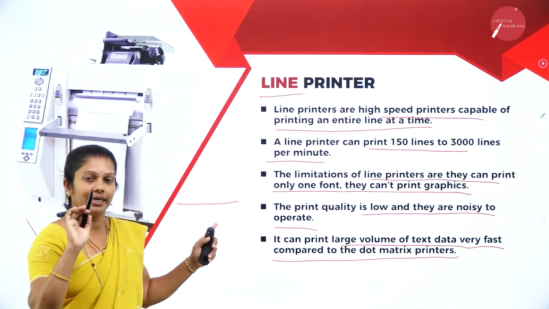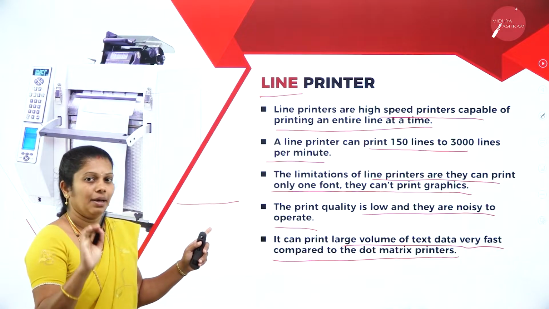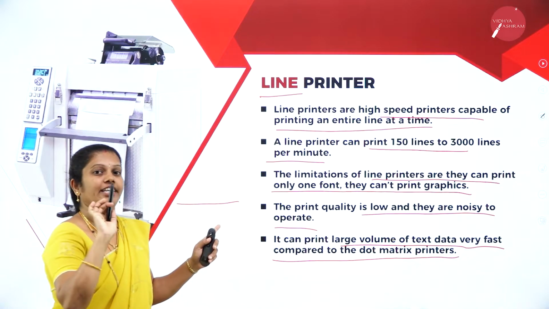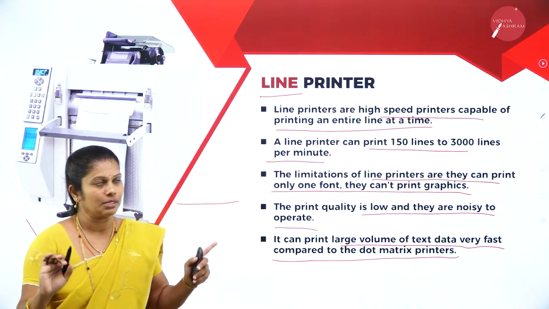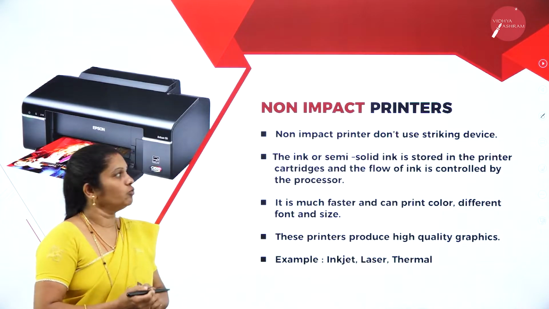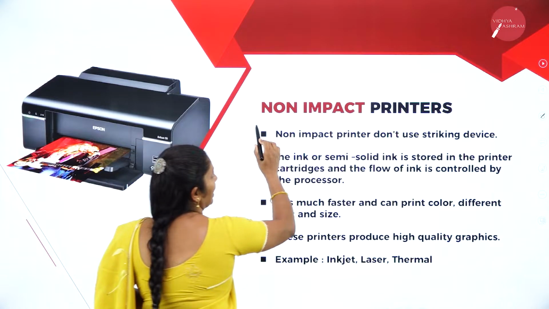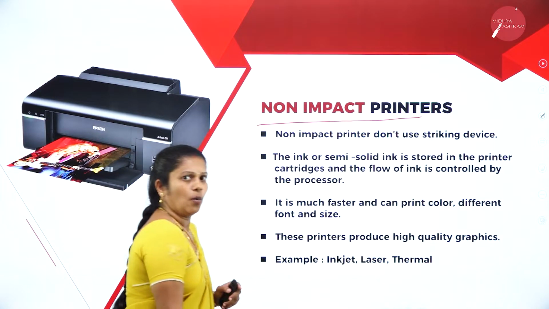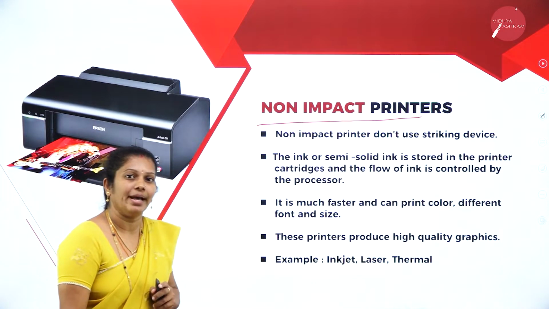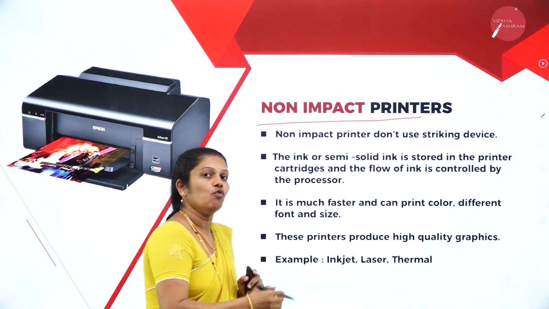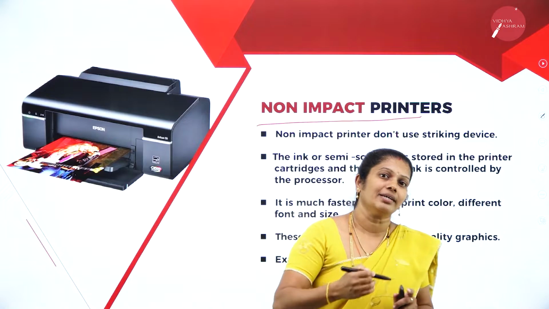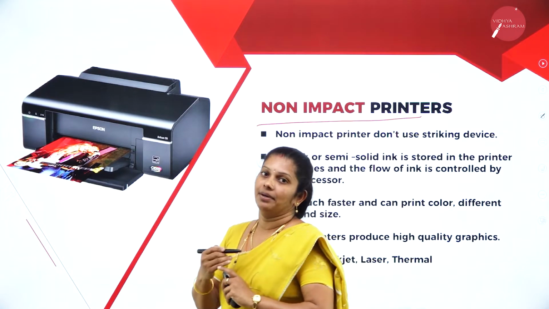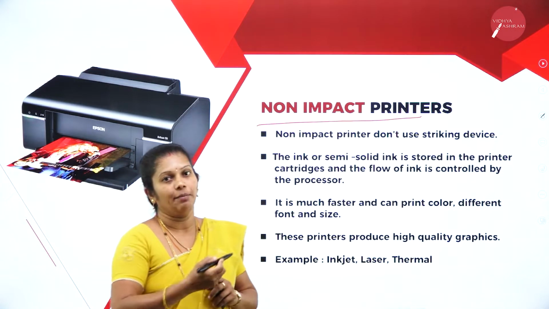Whereas here, an entire line of data it can print, but pictures are not possible, different colors are not possible, and different styles are also not possible. Next, we will discuss non-impact printers. What do you mean by non-impact? Here, there is no direct physical contact between the printer and the paper. By that also we can print.